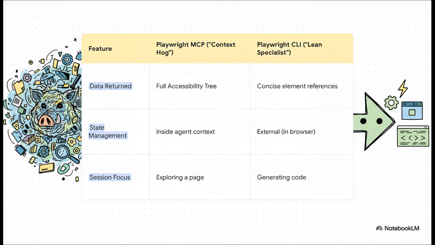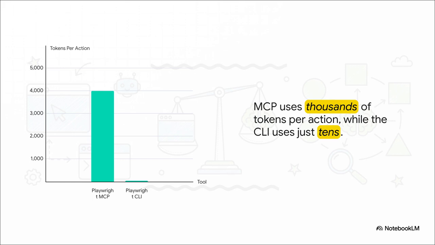But the CLI, our lean specialist, only sends back exactly what's needed. And crucially, it lets the browser manage the state, which is where it belongs. Its focus is on one thing: generating clean code to get things done. And if you want to see what this looks like in practice, well, the numbers are just staggering.